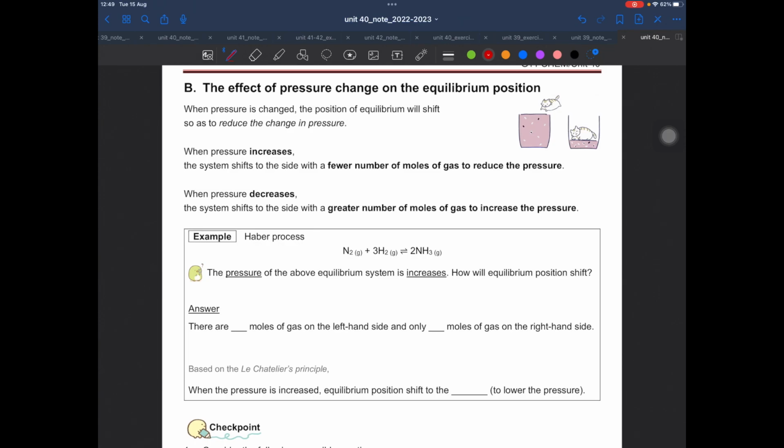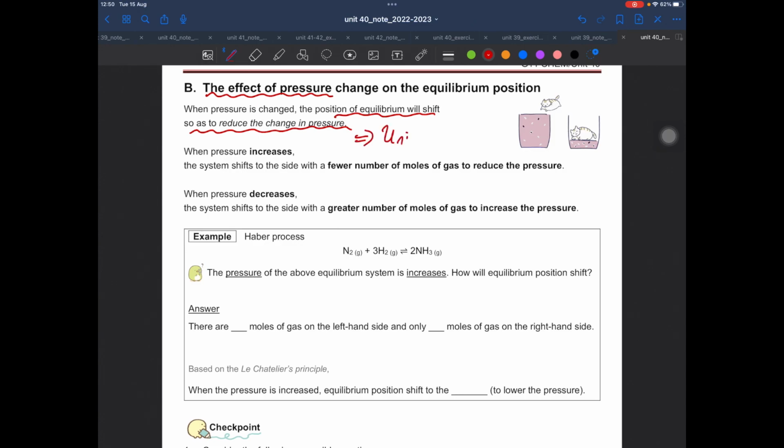Alright, the second one will be the pressure change. The equilibrium position will shift to reduce the change, right? So I always use the following story. If your house becomes bigger, then of course you will buy extra furniture, right? But if your home becomes smaller, then it is time for you to throw away those unwanted things. Why? Because you want to work against the change, right?